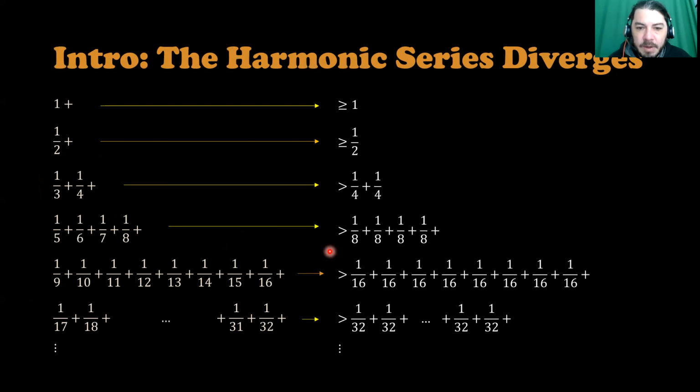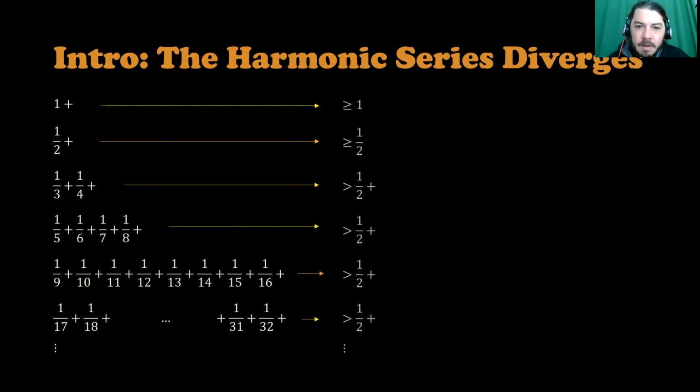So we can clean this up a little bit on the right-hand side. Our actual series is bigger than 1 plus a half, plus a half, plus a half, plus a half, plus a half. And you can sort of see, if I keep on going with this, then this is just going to get arbitrarily big. So this is going to add up to infinity. So therefore, the harmonic series diverges.